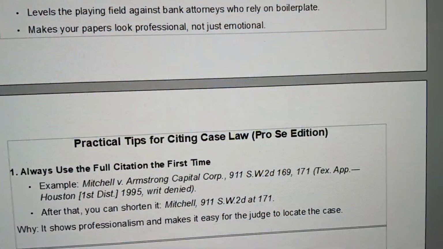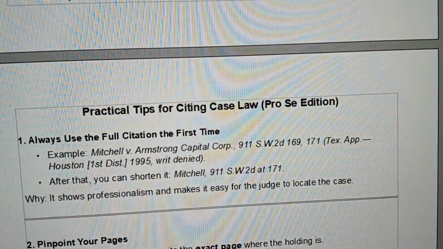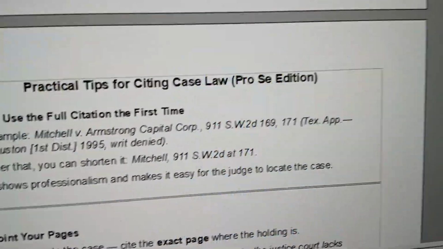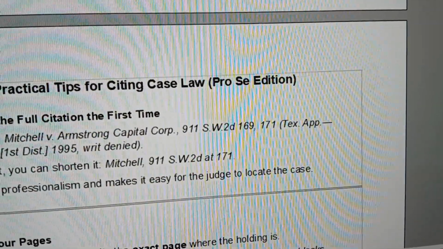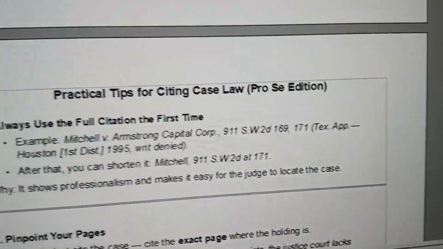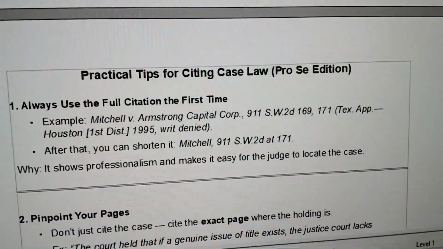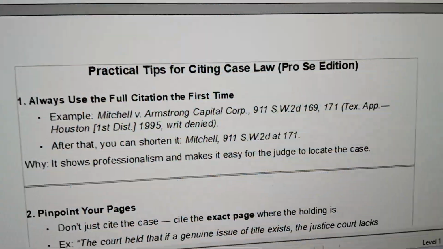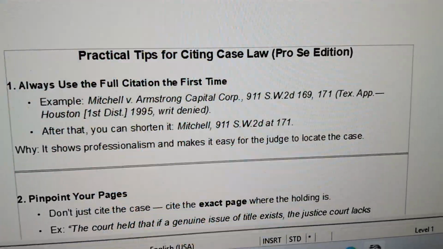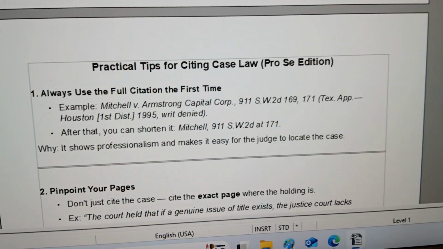Practical tips for citing case law. Always use the full citation the first time. Example, Mitchell versus Armstrong Capital Corp., 911 SW 2d 169, 171, Texas Appellate, Houston 1st District, 1995, writ denied. After that, you can shorten it: Mitchell, 911 SW 2d at 171. Why? It shows professionalism and makes it easy for the judge to locate the case.